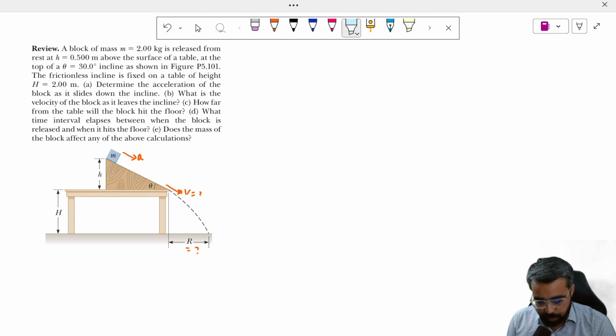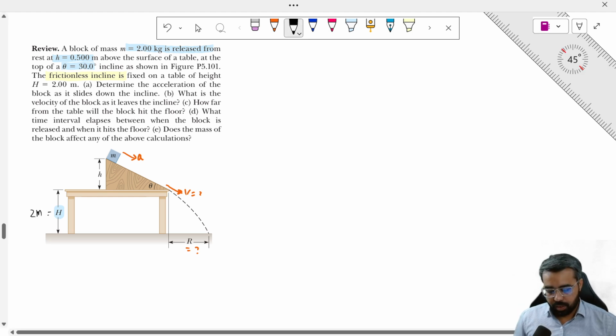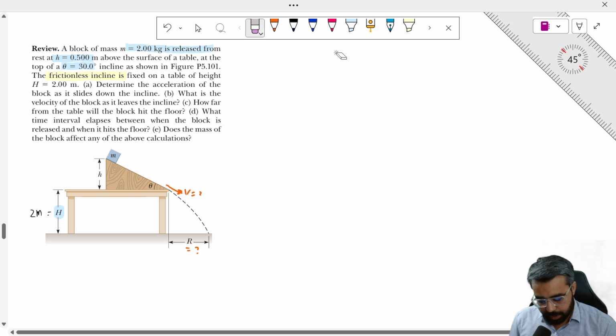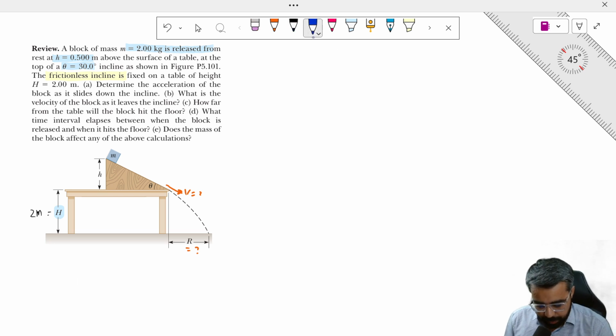So we see that the 2 kilogram block is released from this height, whereas the surface is frictionless, which is mentioned over here, and this is an angle of incline, whereas this is a height of the table that is 2 meters. And so first of all, let's find out what is the acceleration of the block.